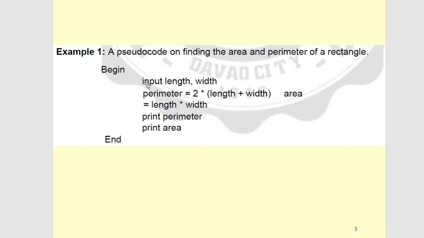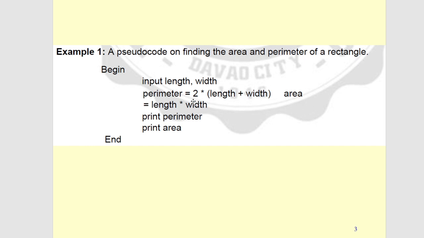So the processes are input length. We also have perimeter equals. So this is the process. The perimeter equals 2 times length plus width times area. Okay? And then this one is input length and width. So you're going to ask the user to input length and width.